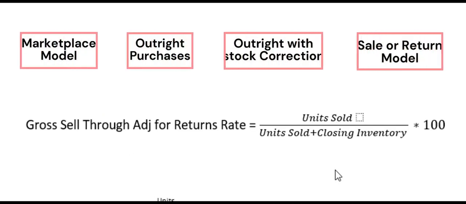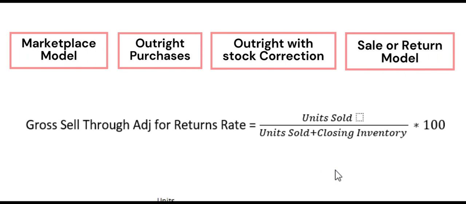Now, to overcome these complications with sell-through, the proposal that I have for you is a metric called gross sell-through adjusted for return rate. Now, the way gross sell-through adjusted for return rate is calculated is by taking the ratio of units sold upon units sold plus closing inventory. This accounts for complications like customer returns coming in, supplier returns going out, and inventory time frames being different. The way it does that is by accounting for such changes in the closing inventory.